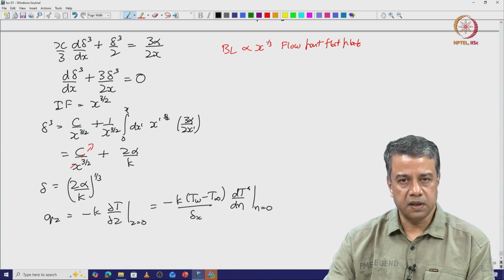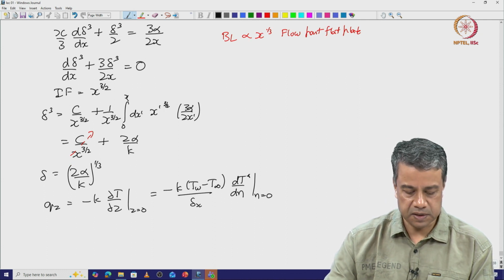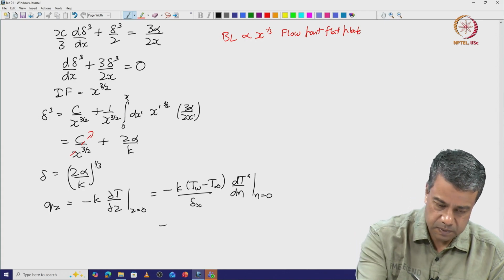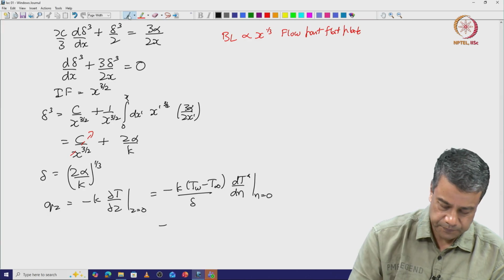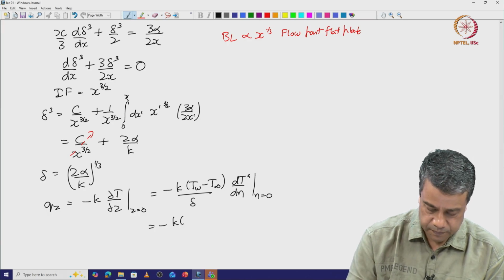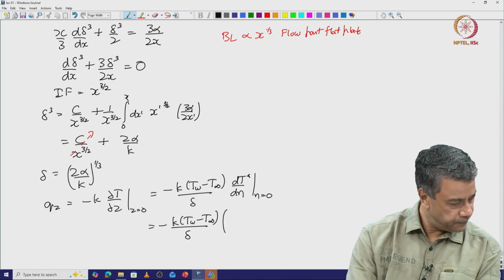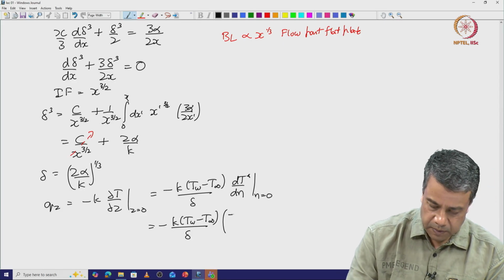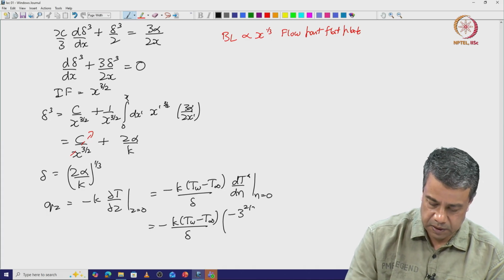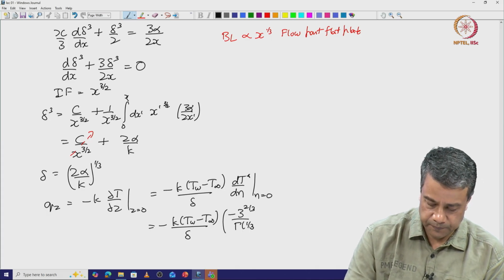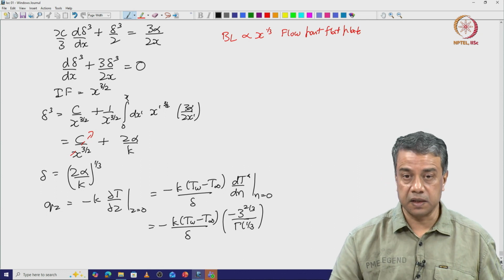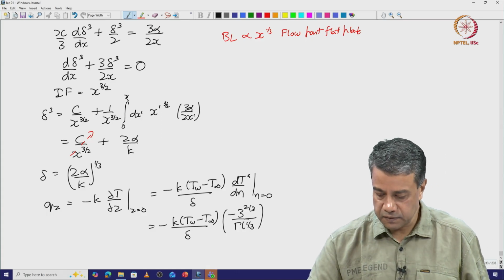Okay. dT star by d eta at eta equal to 0 is the same as what we had for the flow past a flat plate. So minus, I should not have a delta x here. Into minus 3 power 2 by 3 by gamma of 1 by 3. That is the temperature derivative at eta equal to 0. This again we had solved when we solved the problem of flow past a flat plate.